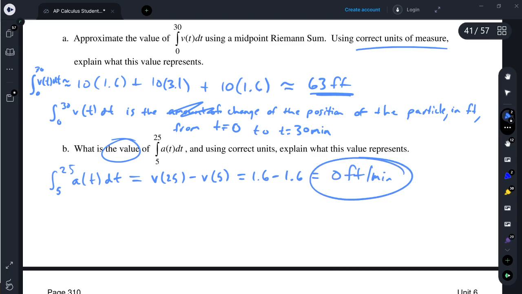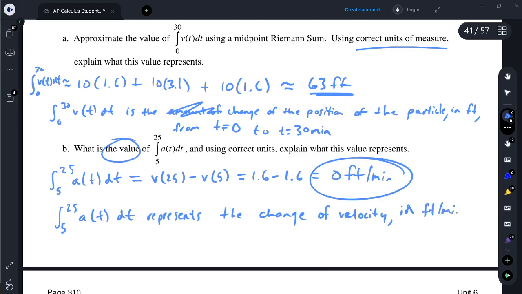And what the integral from 5 to 25 of a of t dt represents, again, you can say amount of change of velocity, or you can just say change of velocity. So it represents the change of velocity. What are the units of velocity? They're feet per minute, so in feet per minute, from t equals 5 to t equals 25 minutes. Okay, so that was a little bit of review from yesterday.